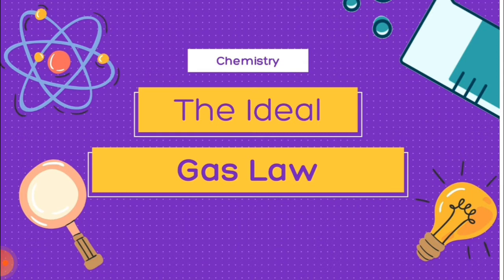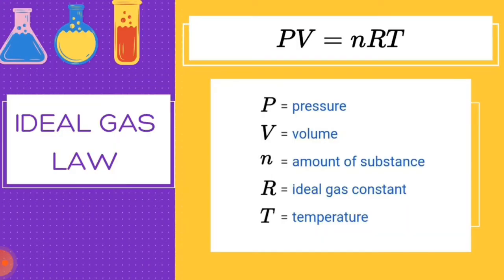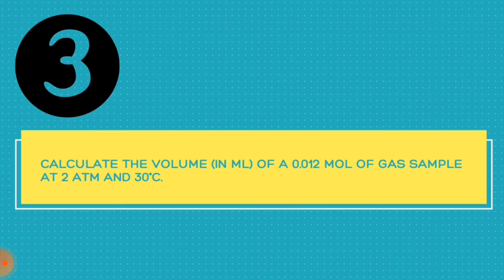So before that, let's have a recap. What is the ideal gas law? It is a law proposed by Emile Clapeyron in 1834. It describes how equal volumes of two gases with the same temperature and pressure contain an equal number of molecules. The equation for the ideal gas law is PV equals nRT, where P means pressure, V stands for volume, n for amount of substance, R for the ideal gas constant, and T for temperature.